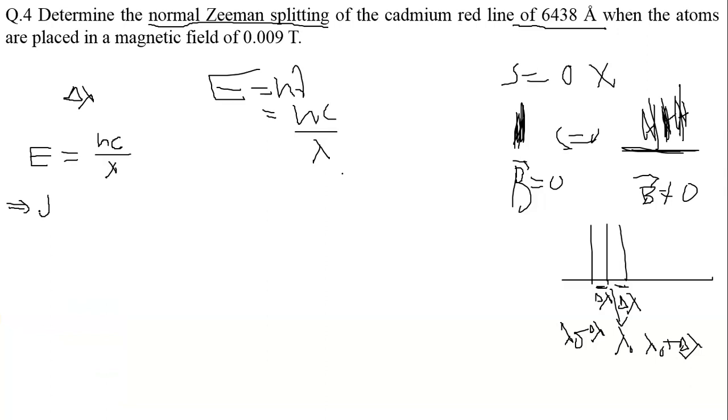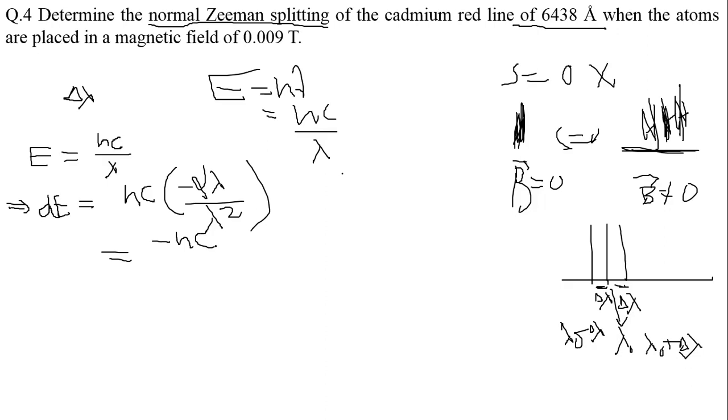it will be dE. What is the derivative of 1 by lambda? Minus 1 by lambda square into d lambda. So minus hc by lambda square into d lambda. Here we want to calculate the Zeeman splitting, so we want to calculate the magnitude of delta lambda. So we will neglect the negative sign here.